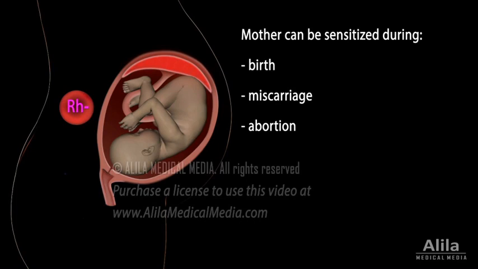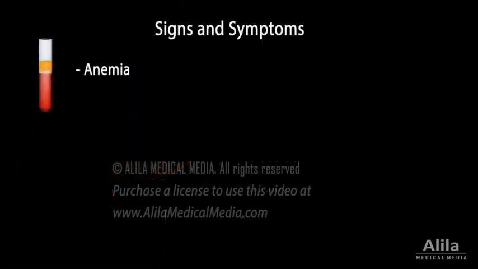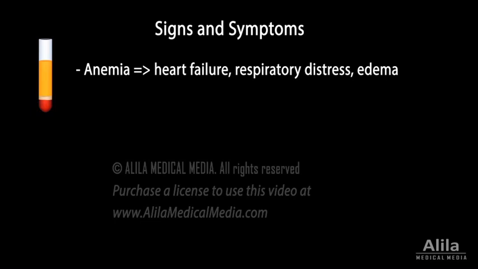The first mismatch pregnancy may be at risk if the mother has previously been exposed to the antigen in other ways, such as through blood transfusion or sharing needles, or if the placental barrier is breached because of trauma or medical procedures early in the pregnancy. Anemia can cause heart failure, respiratory distress, and edema.